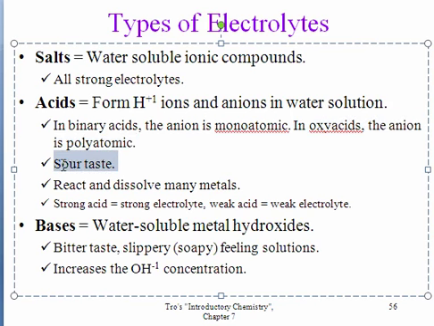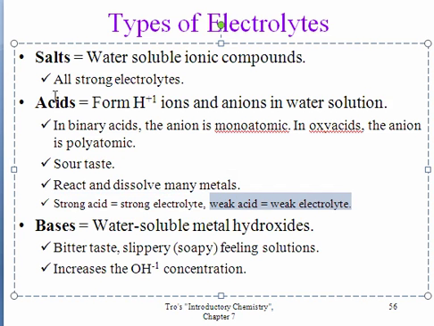Acids all have sour tastes. Many of them react with and dissolve many metals. And strong acids are strong electrolytes. They completely break apart into ions. And weak acids are weak electrolytes. They only partially dissociate into ions.